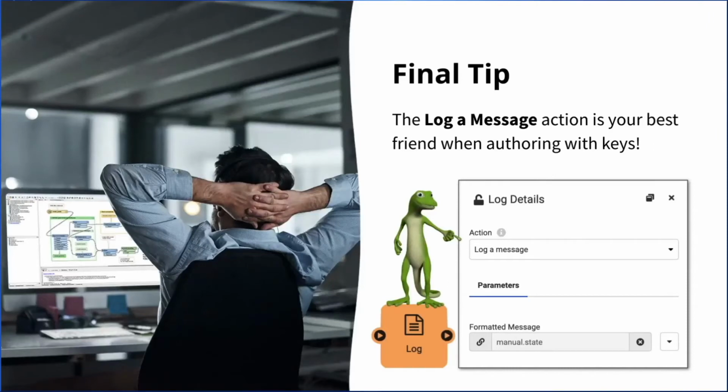For one final tip, we want to really emphasize the importance of the log a message action, because this is your best friend when authoring with keys. In FME Desktop, feature caching makes workspace authoring incredibly easy since you can view your data at any transformer. We unfortunately don't have that level of functionality in automations, but the message logger is a nice substitute where you can check the values of keys as they pass through your automation. Keep in mind that you can still use the text editor here for custom key logging.